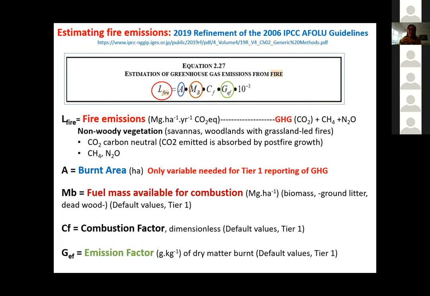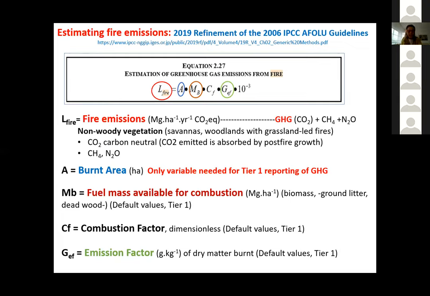And to do that, even this equation that I'm showing here is based on the IPCC refinement of the 2006 AFOLU guidelines, but the structure of this equation is the same for any carbon market. So in order to estimate emissions, you need to understand how much area has burned, how much fuel you had, and how much of that fuel was flammable through the emission factors. In the speakers coming later on, we will be looking at all these variables.